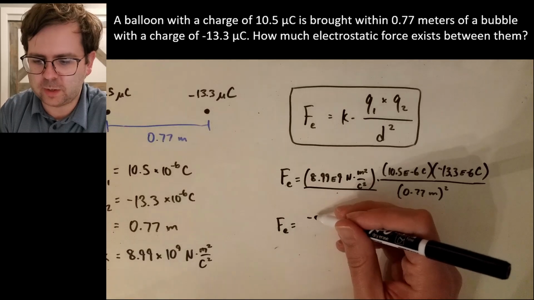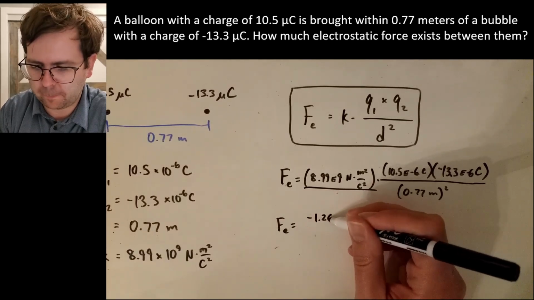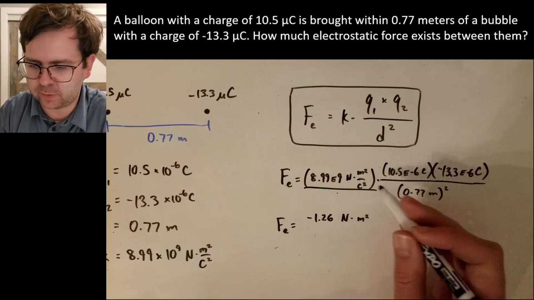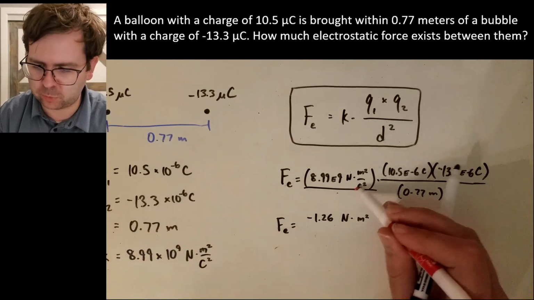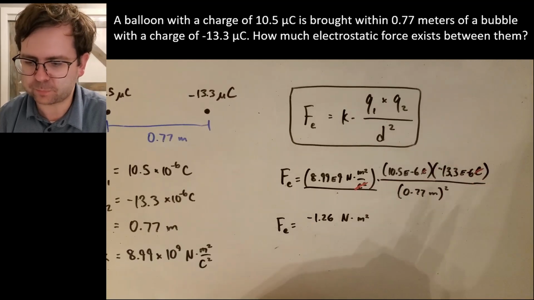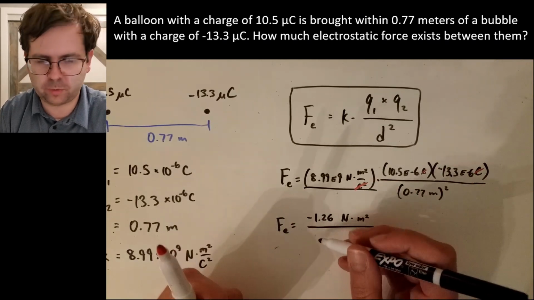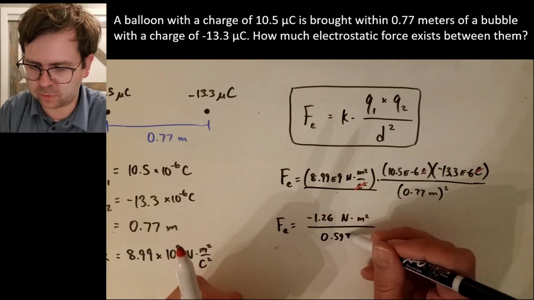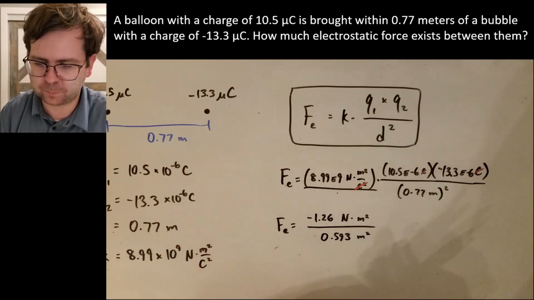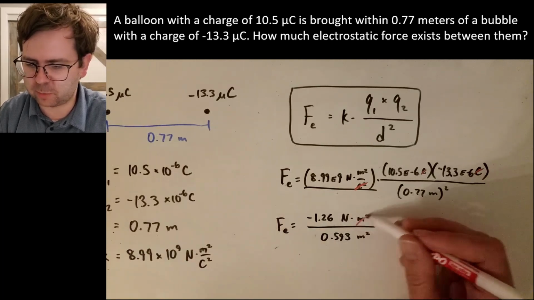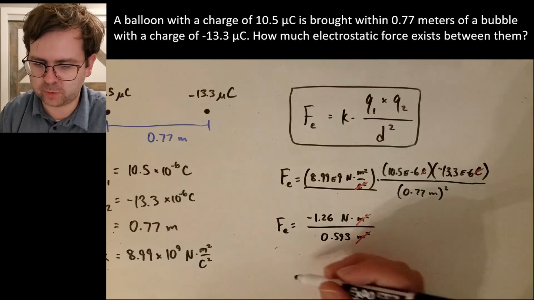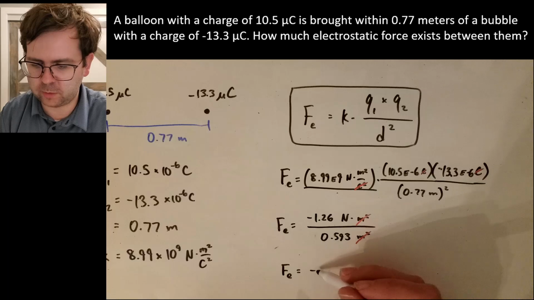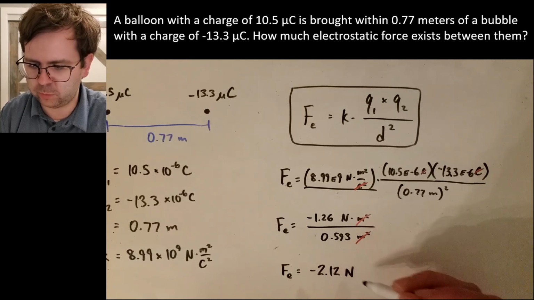So when I do that, I get negative 1.26. And I'll have units of newtons times meters squared after that. The Coulomb squared will cancel out with the coulombs and the coulombs here. And then my distance is squared, so it's going to be 0.593 meters squared. Now newtons times meter squared divided by meter squared gets rid of my meter squared altogether. And so my electrostatic force is equal to negative 2.12 newtons.